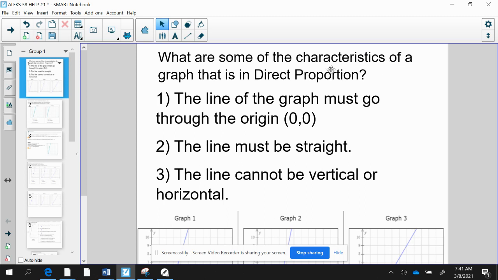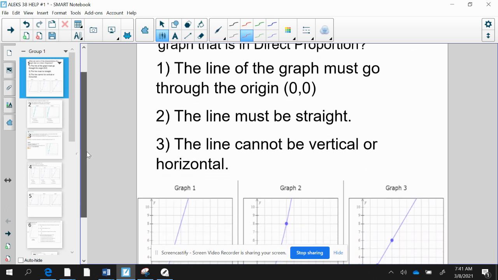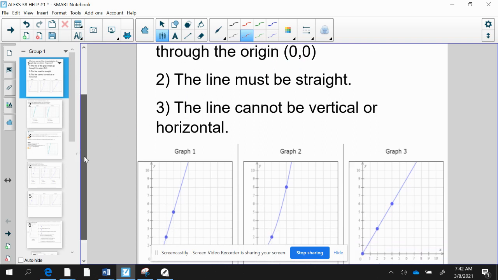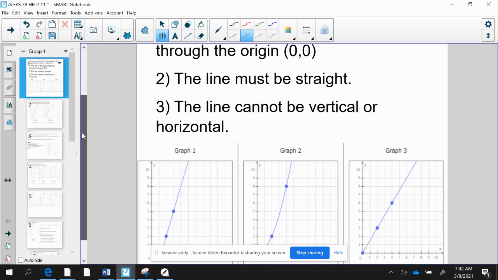What are some of the characteristics of a graph that is in direct proportion? A graph where you have two things that are going up or down by the same amount. One, the line has to go through the origin. If it's going up or down by the same amount, it's got to start at zero, just like the cost of a junior bacon cheeseburger. No matter what, the cost is always going to be the same. So if you bought 50 of them, you start with zero, and it goes up from there.